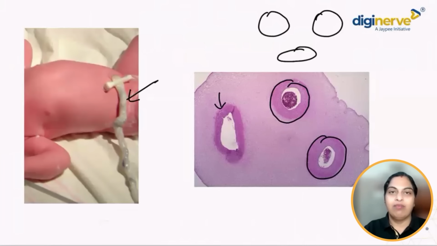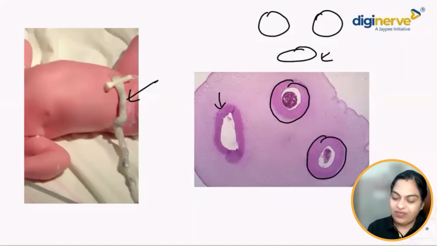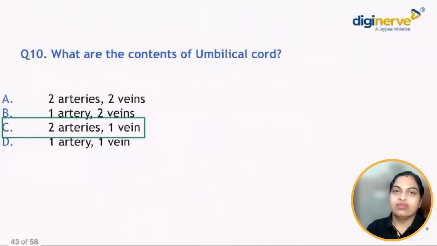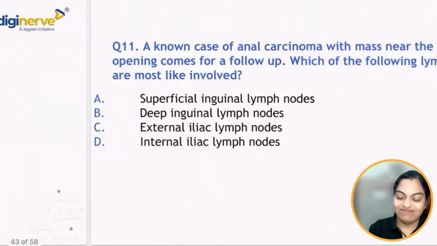So you have the right umbilical artery, left umbilical artery, right umbilical vein, left umbilical vein. But only one umbilical vein is here, right? The left umbilical vein is left behind. So that makes it easy. Two arteries and one vein.